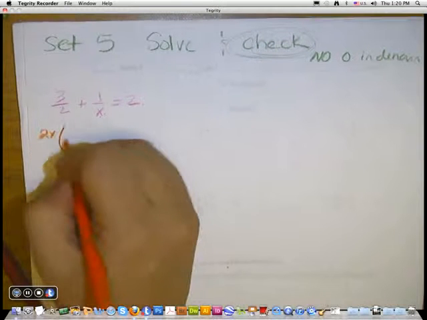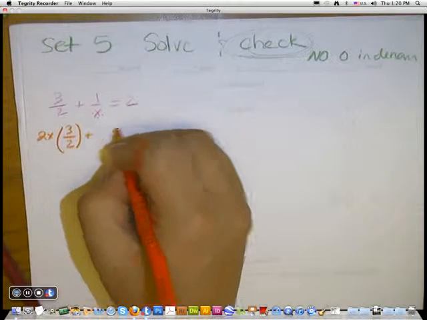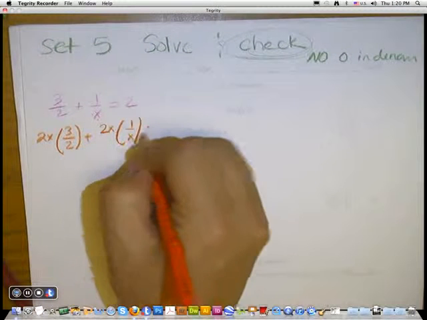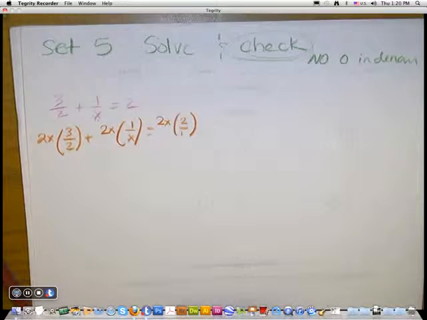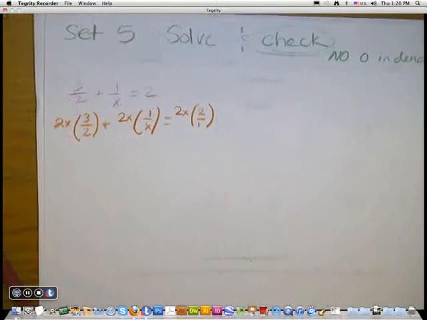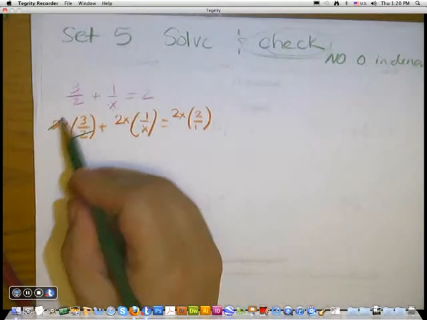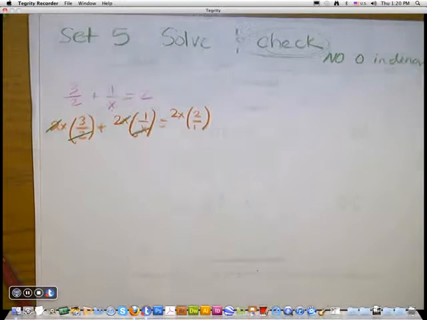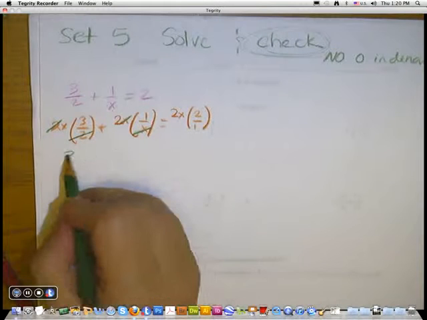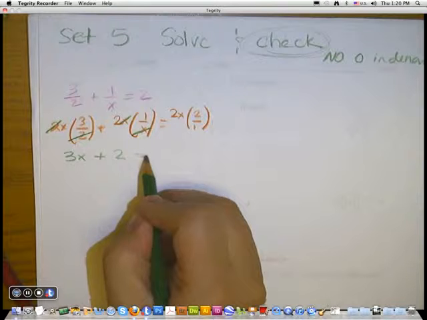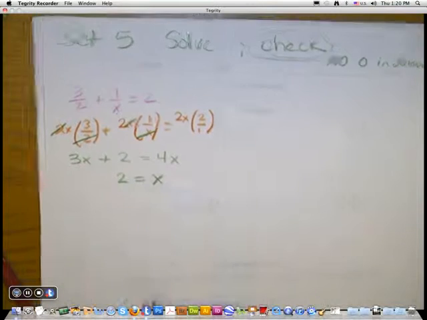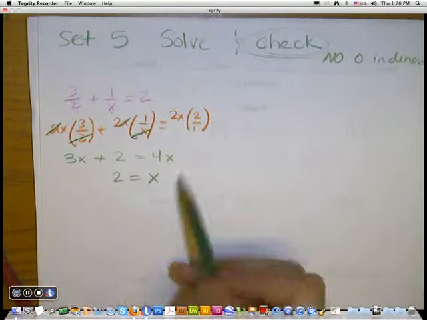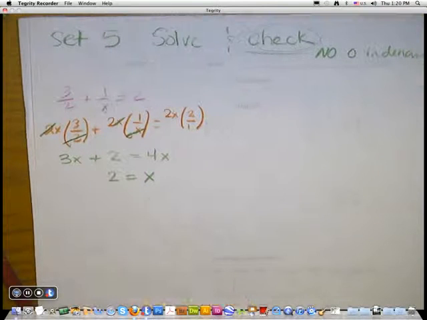2x to 3 halves, 2x to 1 over x, and 2x to 2. And the reason I do that is because it's going to cancel my denominators. Therefore, I have no fractions. So this will leave 3x plus 2 equals 4x, so 2 is x. And all I need to do is put it back in, check it. It's not going to give me a 0, so I'm good.